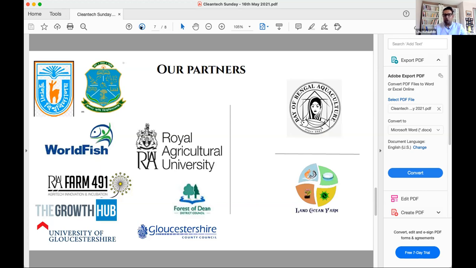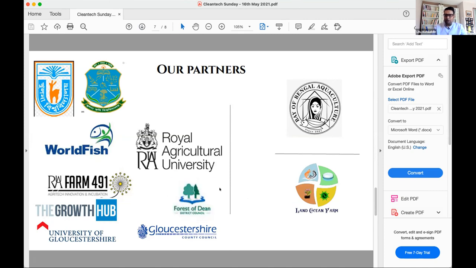So in Bangladesh, we're working with Khulna Agricultural University and WorldFish. In the UK, we are a member of Royal Agricultural University and Farm 491. This is an incubator. So I would always recommend, if we are new in terms of aquaculture technology, we need to find an incubator or accelerator who has a lot of experience in developing and a lot of partnerships they can build to do that.